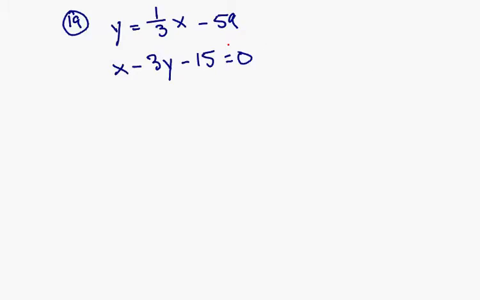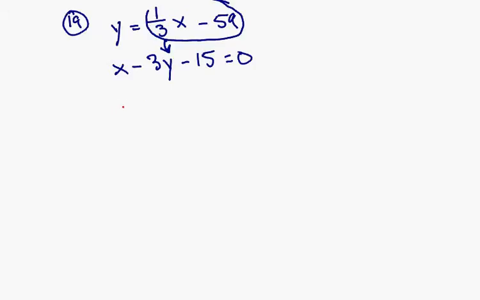Okay, looking at number 19, here I have y equals 1/3 x minus 59. The second equation is x minus 3y minus 15 equals 0. We look at the first equation where the y is isolated, and we see that y is equal to 1/3 x minus 59. We're going to use that fact and do a substitution in for y in the second equation.